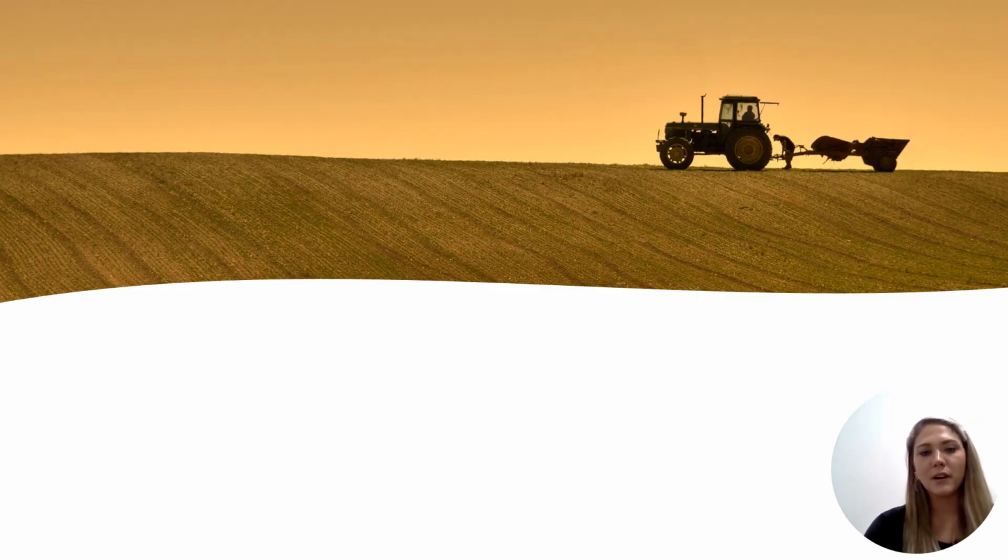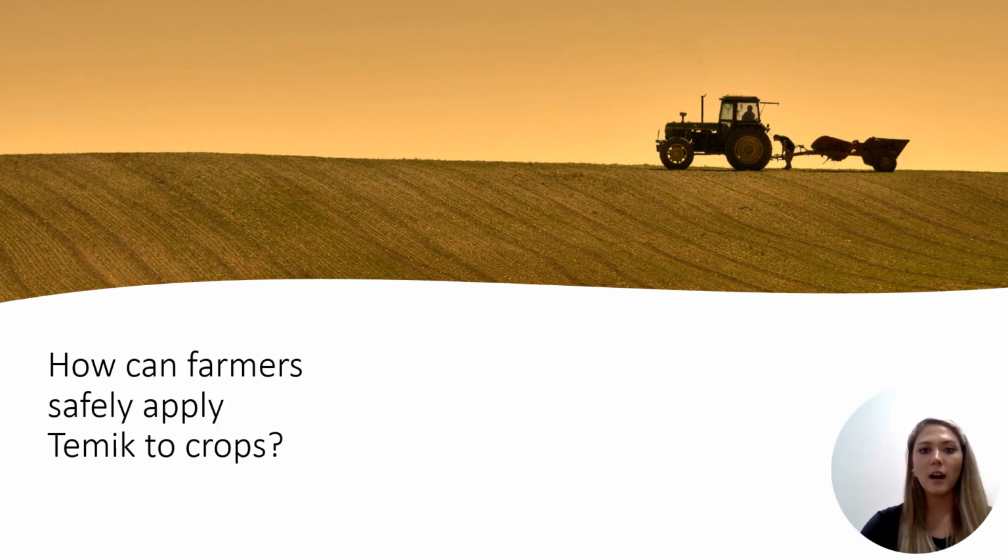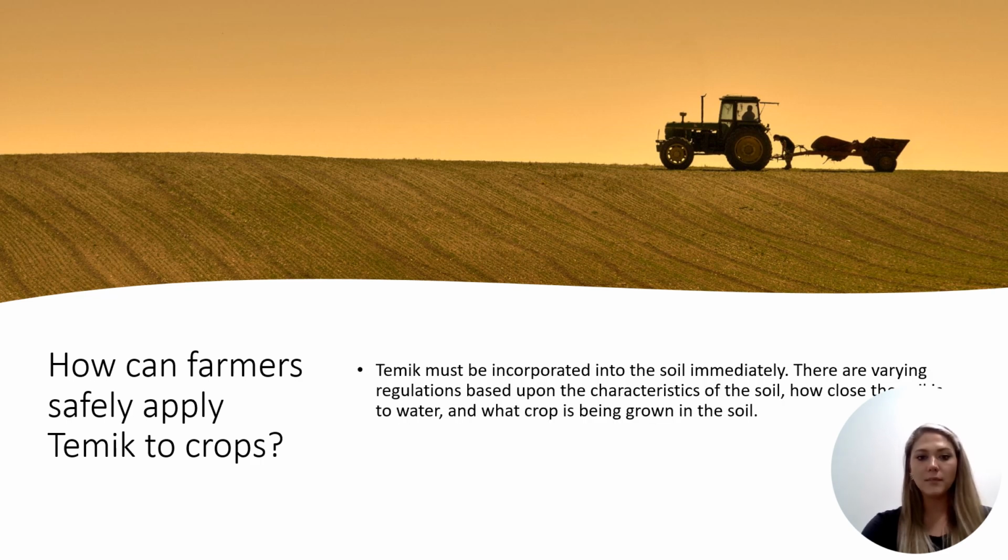As I mentioned in the previous slide, one of the major changes that was made to Temik when it was released for the second time in 2017 was the way in which it was applied to crops, which leads us to our next question: how can farmers safely apply Temik to crops? Temik must be incorporated into the soil immediately. There are varying regulations based upon the characteristics of the soil, how close the soil is to water, and what crop is being grown in the soil.